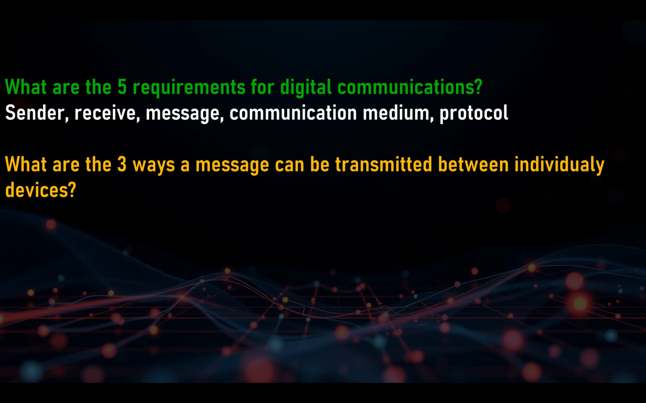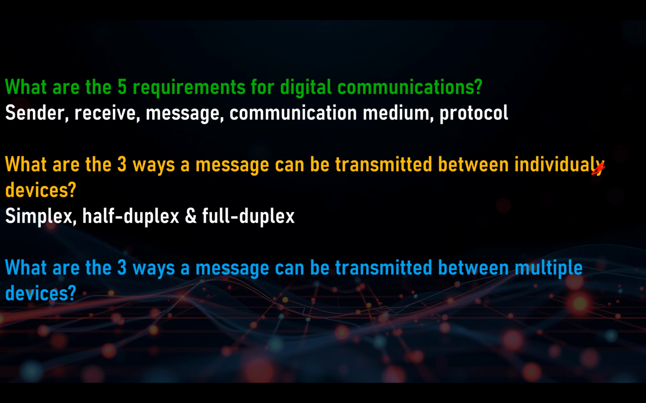Right, then let's say, what are the 3 ways a message can be transmitted between individual devices? If we're talking about individual devices, then this is not talking about, for example, Unicast. Of course, the other 2, it's going to be simplex, half duplex, and full duplex.